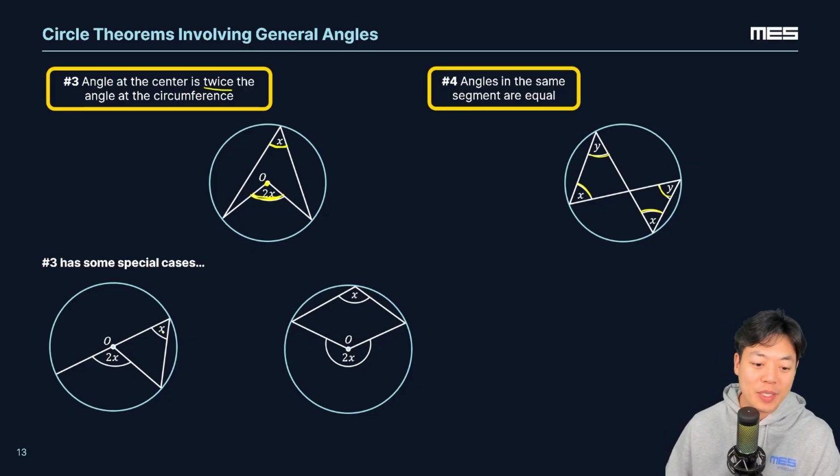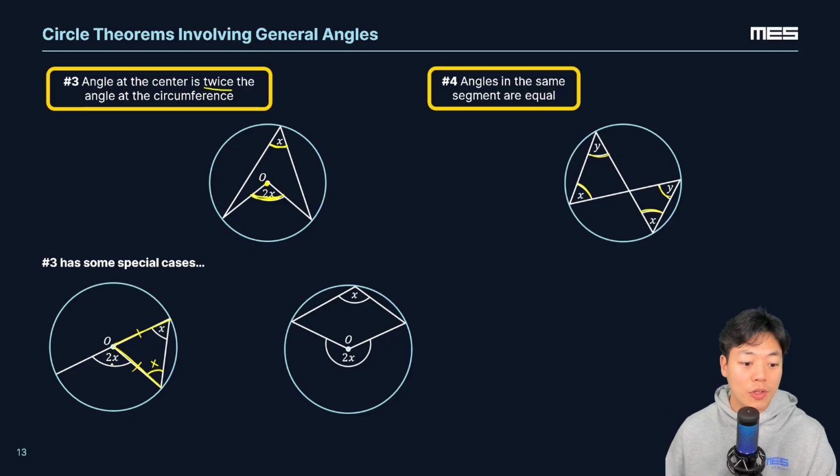Number 3 does have some special cases. If we have 2x, the reason that we have 2x here and an x is because notice how this is a radius and this is also a radius. So it's actually an isosceles triangle. So this is also x. And reminder, for a triangle, the 2 non-adjacent angles summed up equals the exterior angle. So this is where that shows up again. X plus x is equal to 2x.